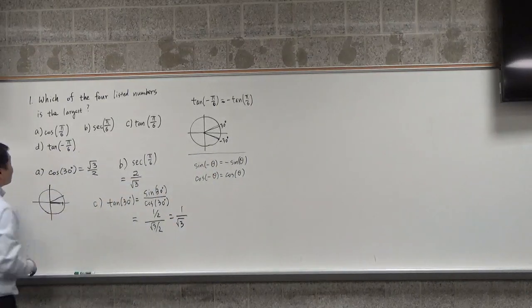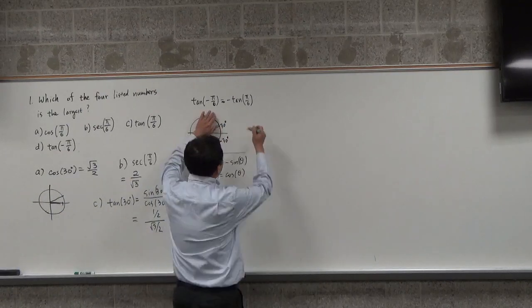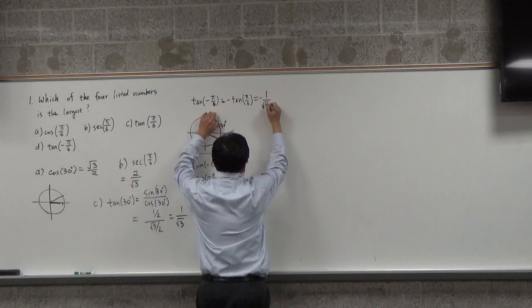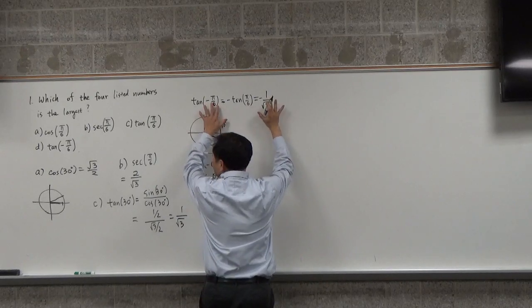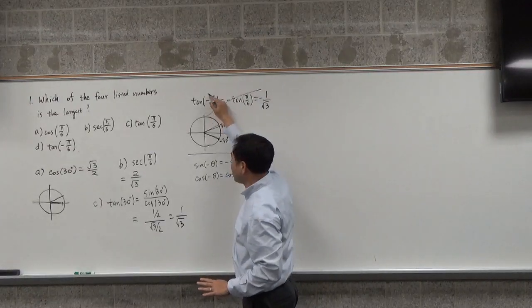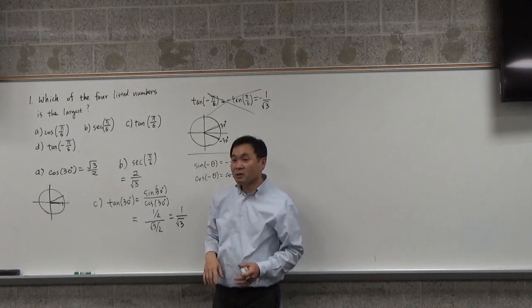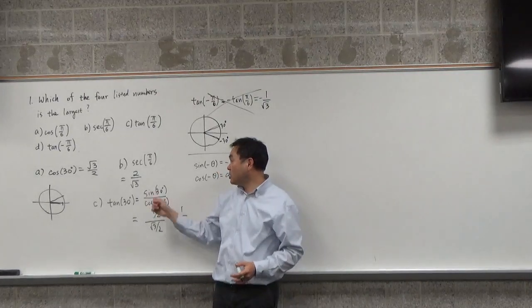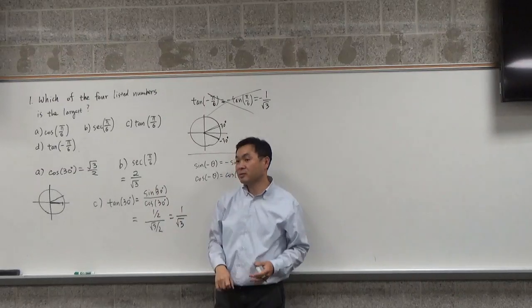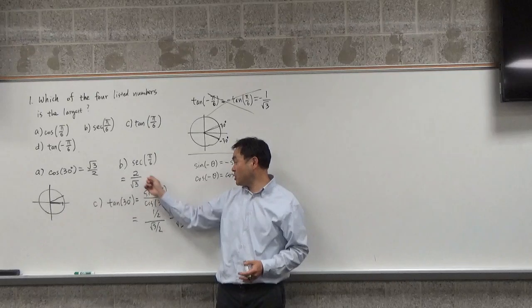And now let's read the question again. Which of the 4 listed numbers is the largest? Okay, definitely not the negative one. This will now become negative of 1 over square root of 3. So that's negative. That will be the least of all the numbers we have here. So that's out of the picture. Now we just have to figure out which one of these is bigger.